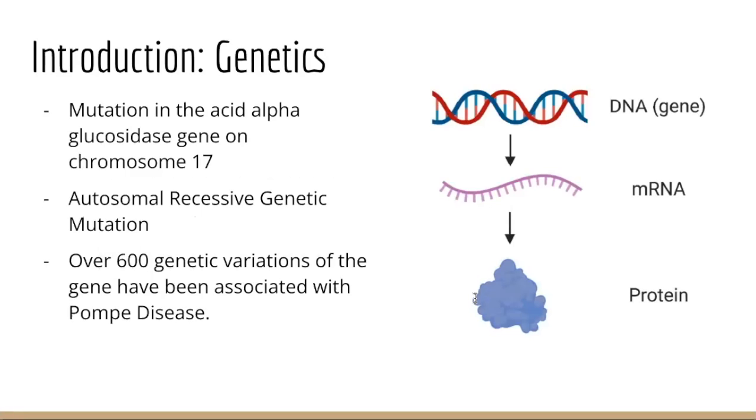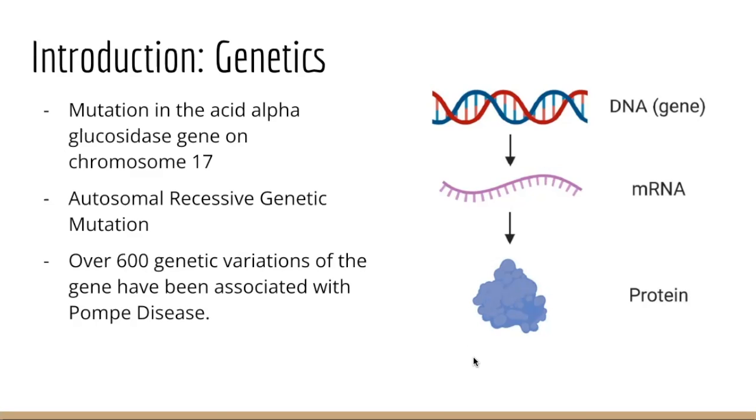So as it is a genetic disorder, we saw it fit to start with the gene. So Pompe disease is a very rare disorder that is characterized by insufficient amounts or low activity of an enzyme called acid alpha glucosidase. This is caused by a mutation in the acid alpha glucosidase gene, which has its gene loci on chromosome 17. Based on its loci and the fact that a defective gene needs to be inherited from both parents, Pompe disease is characterized as an autosomal recessive mutation.